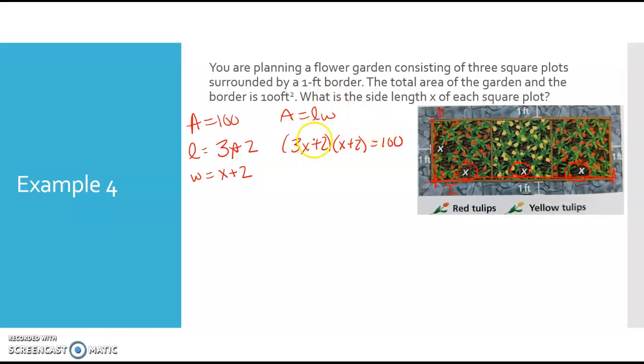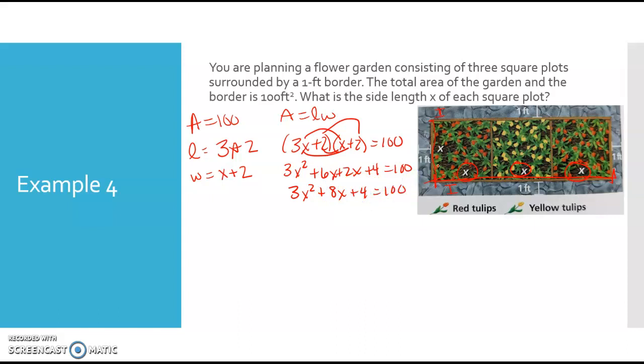From here, we're going to FOIL. I'm going to take 3 times x, which is 3x squared, 3 times 2, which is 6x, 2 times x, which is 2x, and then 2 times 2, which is 4. Still equal to 100. Now from here, 3x squared plus 8x plus 4 equals 100.